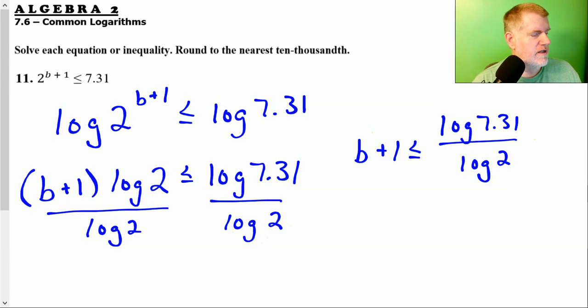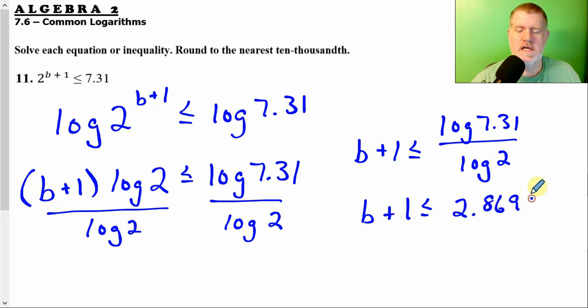So if I calculate that, the log of 7.31 divided by the natural log of 2, whoops, sorry about that, I would get 2.8699. Then I'm going to subtract 1 from both sides. I get 1.8699.